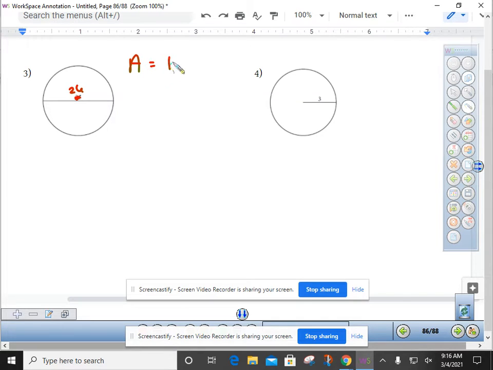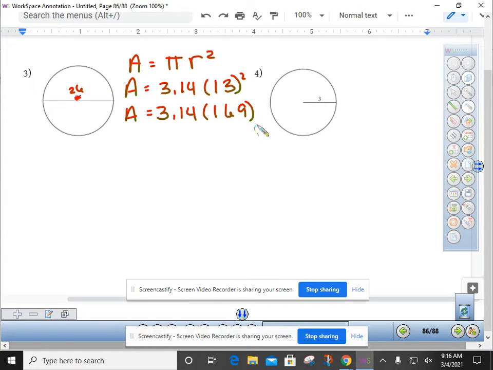Area equals pi r squared. Area equals 3.14. What is the radius? 12.5. I changed it to 26. 13. How do you get 13? Half of 26. What is 13 squared? If you don't know, look at that chart right there. 169. And what is this going to be close to?